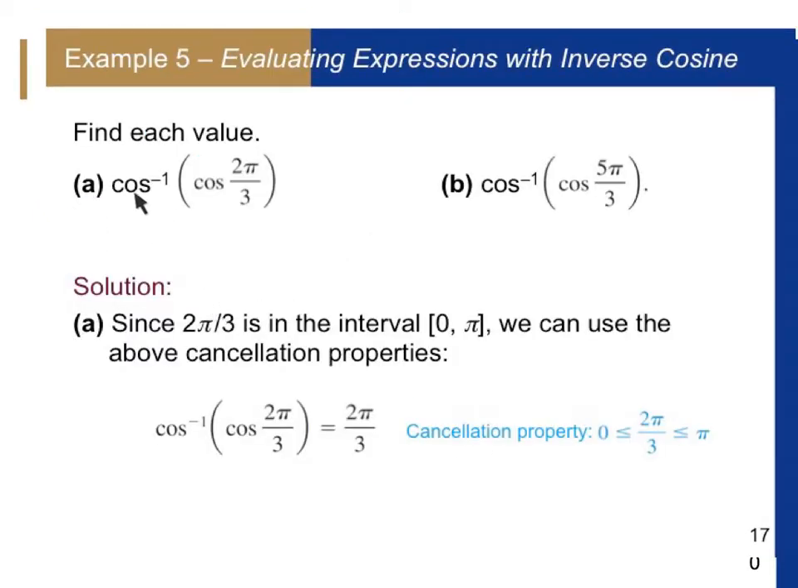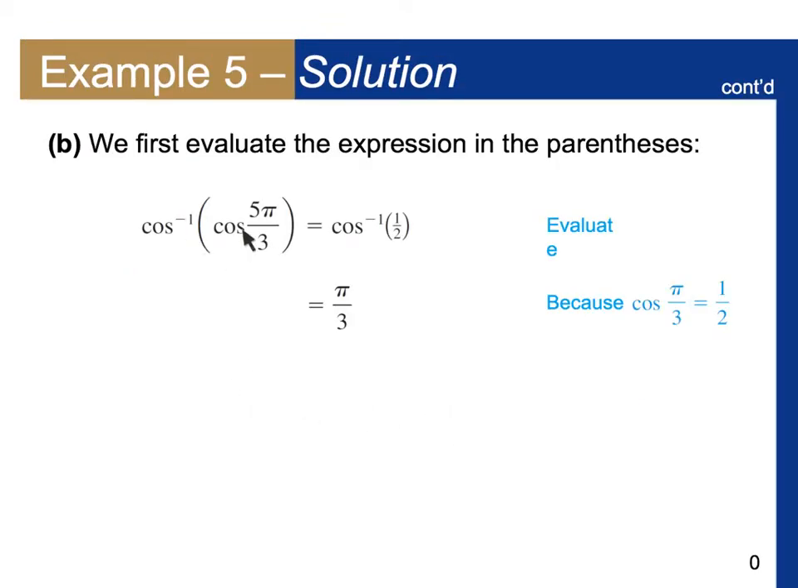Okay, here's some examples. Inverse cosine of cosine of 2 pi over 3. Because 2 pi over 3 is in 0 to pi, remember we're using 0 to pi for inverse cosine, it cancels. So this just becomes 2 pi over 3. Now here it's not going to cancel because we're taking cosine of 5 pi over 3, which is not in the interval 0 to pi. So for the inverse cosine of cosine of 5 pi over 3, we have to actually evaluate the cosine of 5 pi over 3. Cosine of 5 pi over 3 is 1/2, so we're going to take the inverse cosine of 1/2 and find an angle between 0 and pi that gives us a cosine equal to 1/2.